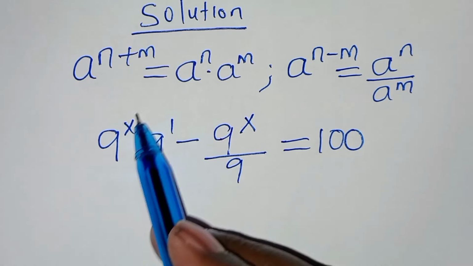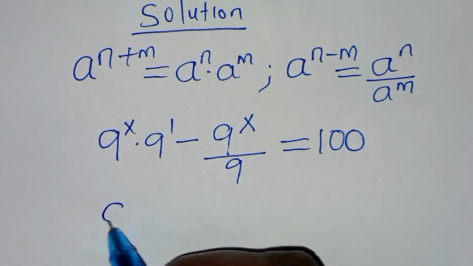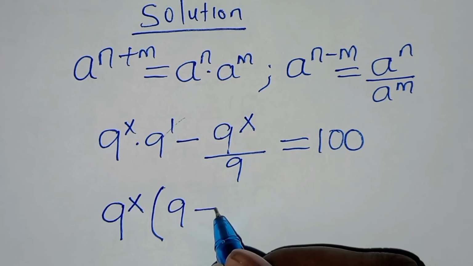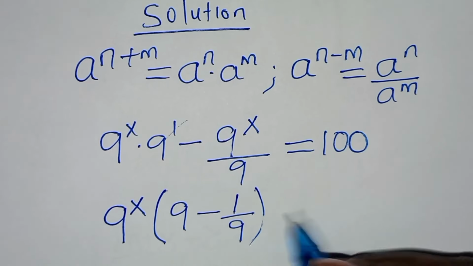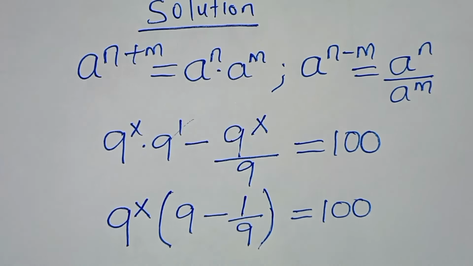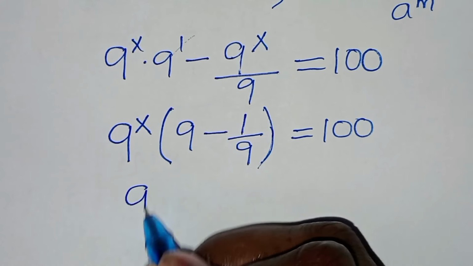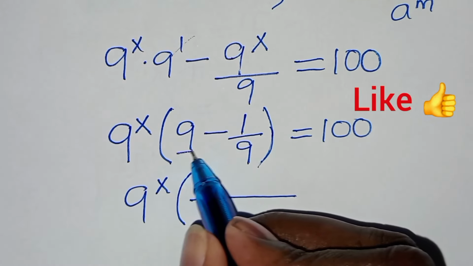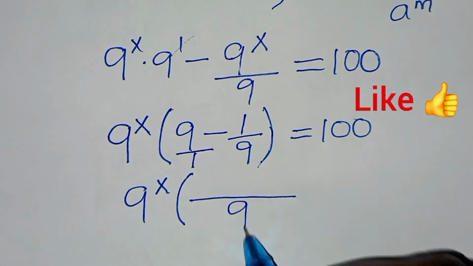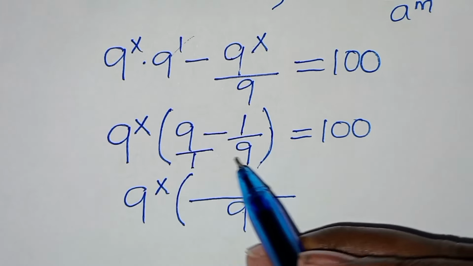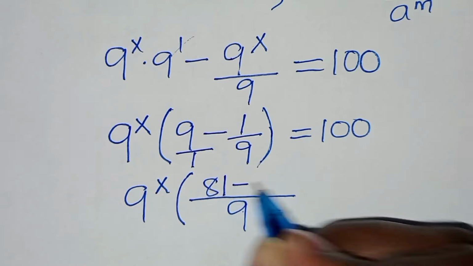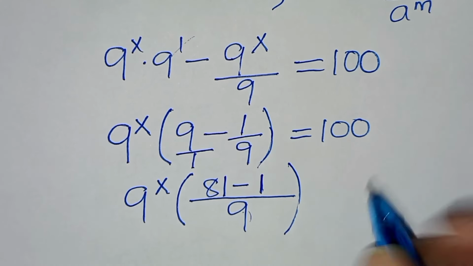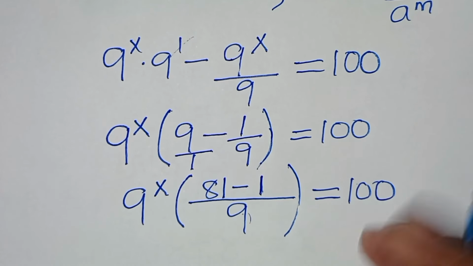The next step is that 9 to the power of x is common here, so we can factor out 9 to the power of x. Now in the parentheses, we have 9 minus 1 over 9, close the parentheses, this is equal to 100. We have that 9 is a whole number, so this is over 1. The LCM here is 9, so we have 9 divided by 1, this is 9. 9 times 9, this is 81. Subtract 9 divided by 9, that is 1. 1 times 1 is equal to 1. Close the parentheses, this is equal to 100.